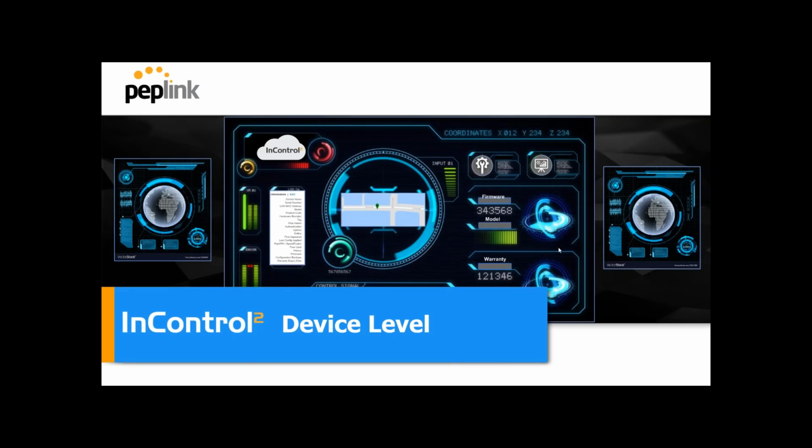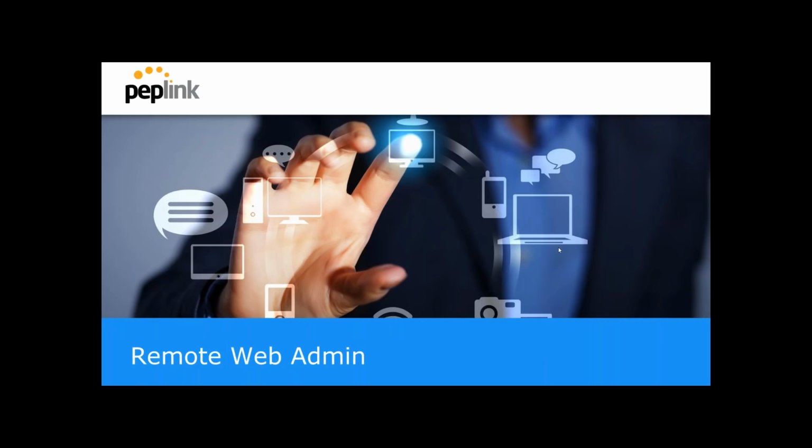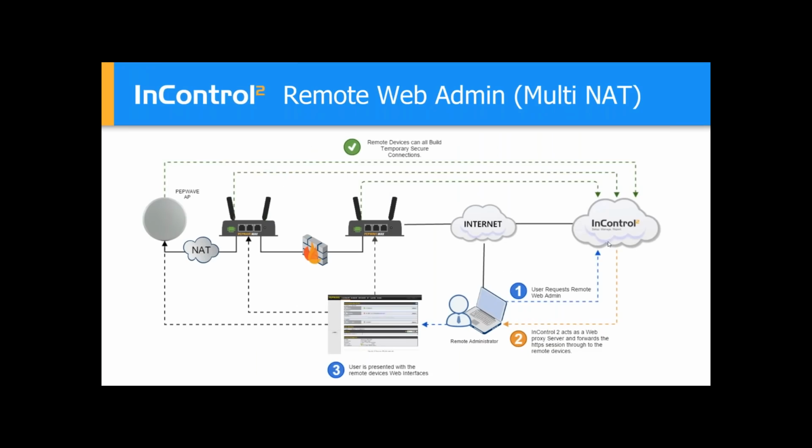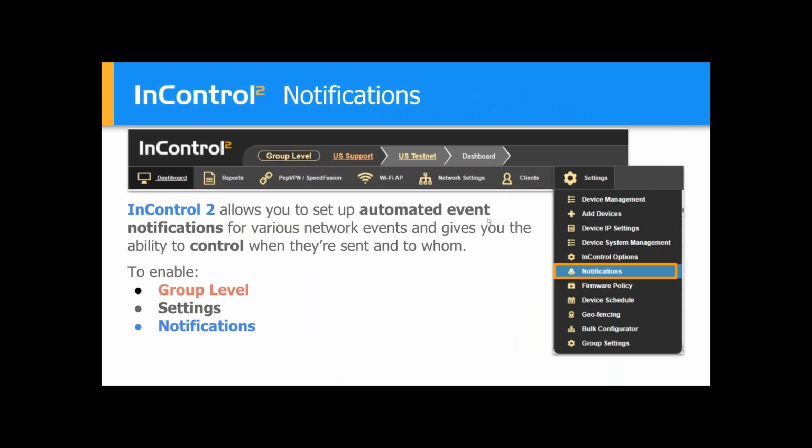Finally, let's push down to the device level. Certainly not new, but definitely bears repeating, is the remote web admin option. Remote web admin allows you to get into the UI of a particular device straight from IC2. What makes it very exciting is you can even do this with a NAT IP on the WAN. Because this is an outbound connection from the device to IC2 that you're coming in on, you can do this with a device behind the firewall as long as we have that outbound path to the internet.